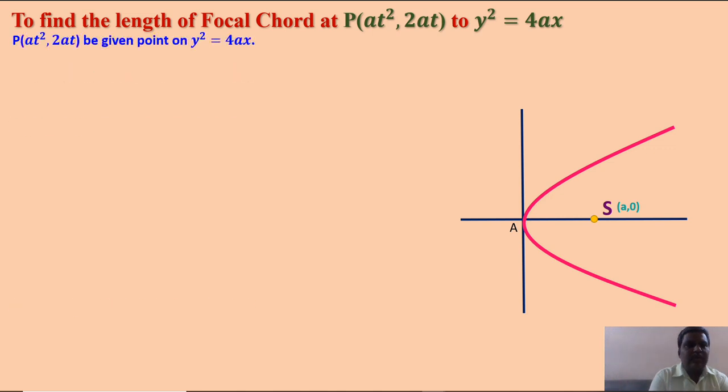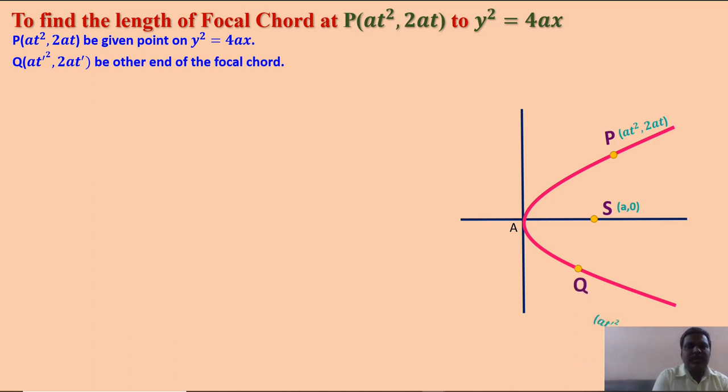Now we are going to find the length of the focal chord which is drawn at P(at², 2at). So I am taking the point P(at², 2at) on my parabola. This is P as shown in the figure. Its coordinates are (at², 2at). Now let Q(at'², 2at') be the other end of the focal chord of the parabola. Right? This is Q as shown in the figure. Its coordinates are taken as (at'², 2at').